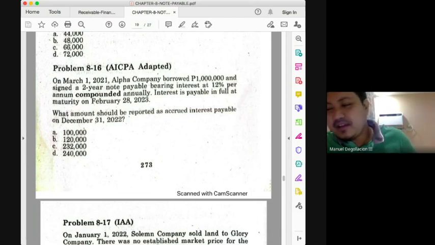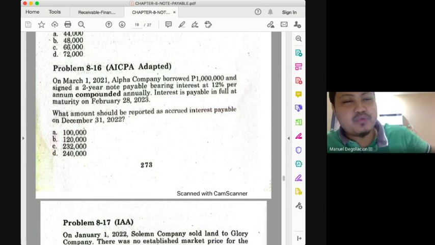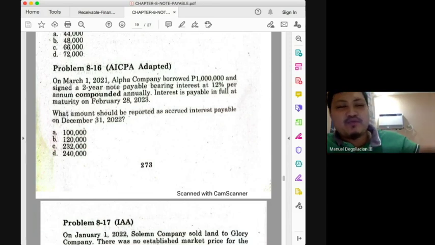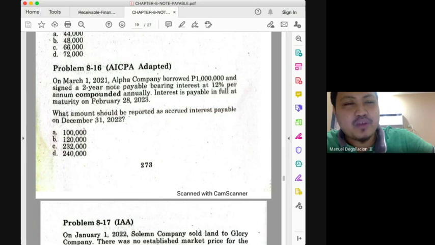But the answer here is not 100,000 because we will have to accumulate all the interest that was earned from March 1, 2021 to December 31, 2022. So from March 1, 2021 to March 1, 2022, we had interest of 120,000. That will be part of our accrued interest payable because the problem states interest is payable in full only upon maturity. Whatever was earned will remain unpaid, so it will be part of our interest payable. We had 120,000 for the period March 1, 2021 to March 1, 2022.